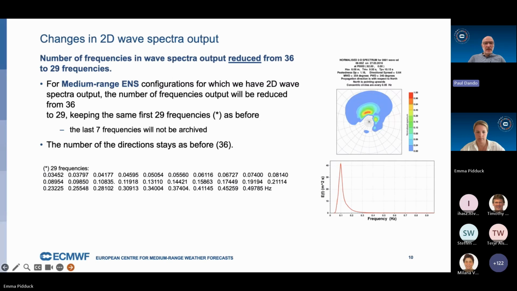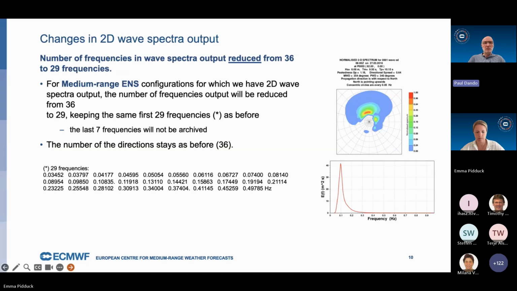This will happen in the medium range ensemble, because we don't output the wave spectra in the sub-seasonal or what was formerly the extended range. So this is only impacting people taking the medium range ensemble, and both what is now going to be the new control and the medium range with the perturbed members. So the number of frequencies will be reduced, and this is also going to have an impact for you.